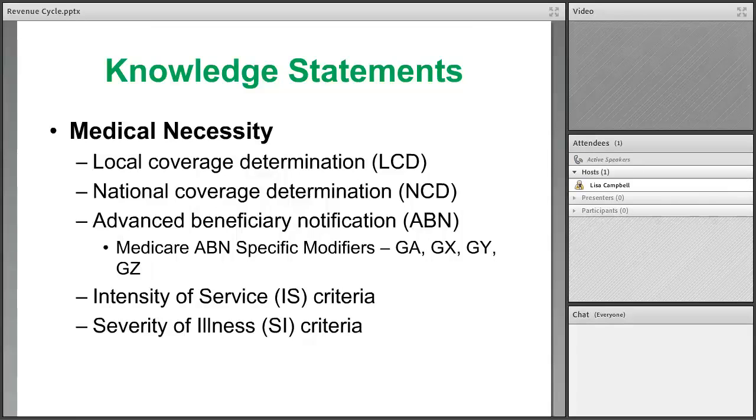Hospitals have software that they use, kind of like a decision tree that helps them, kind of like a yes, no, has the patient failed outpatient treatment? Well, if they failed outpatient treatment, then obviously the next step would be more intense services.